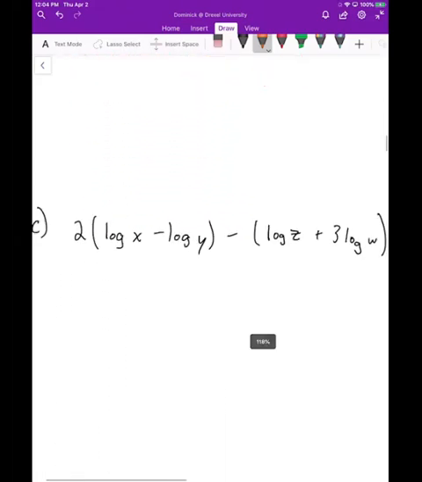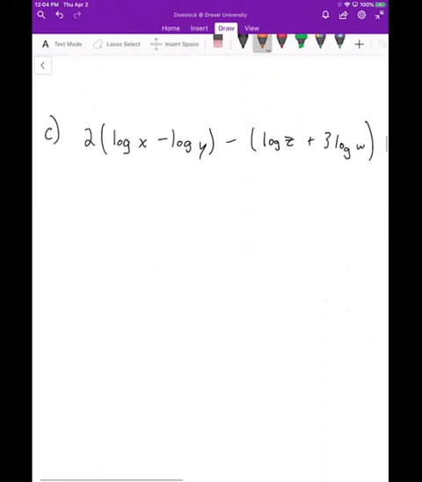We made it a little bit more tricky, a little more interesting. So we have 2 times the quantity log of x minus log of y, and minus the quantity log of z minus 3 log of w. Now I think with something like this, our best bet is to distribute everything first, and then it'll be a little bit clearer to see what's going on. So if we distribute, this becomes 2 log of x minus 2 log of y. And now we want to distribute this negative here, so we have a minus log of z and a minus 3 log of w.